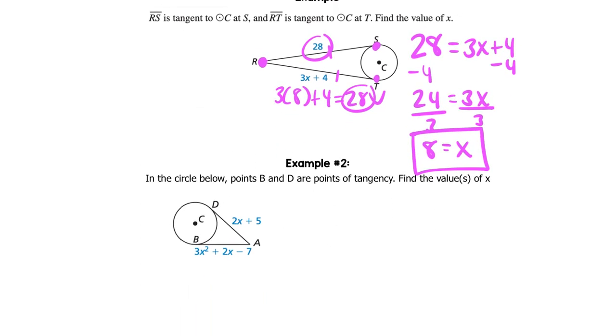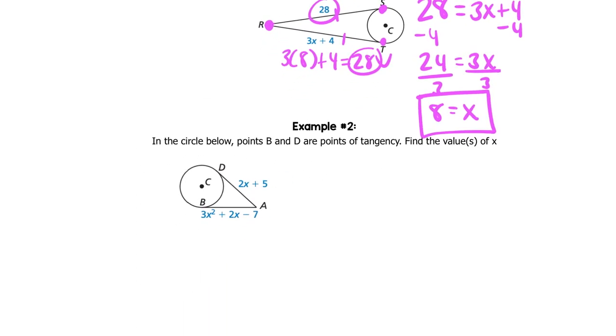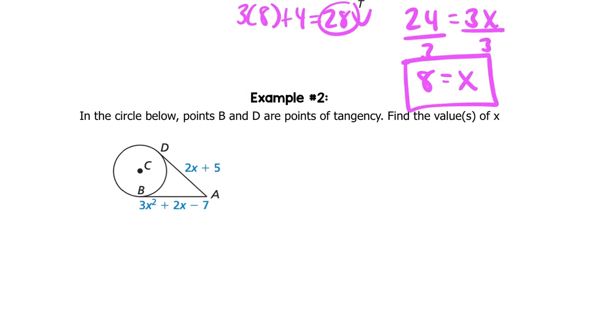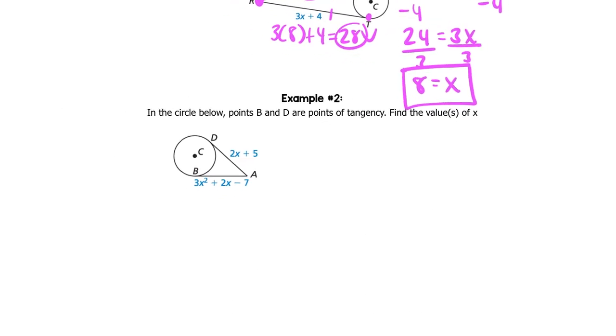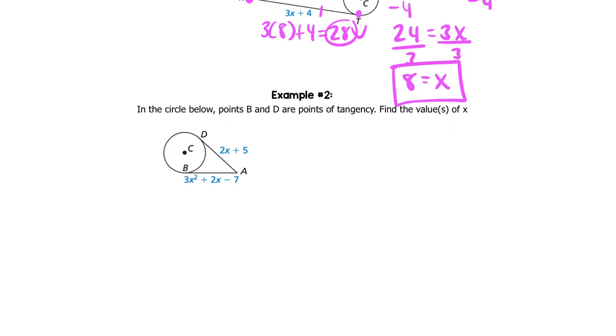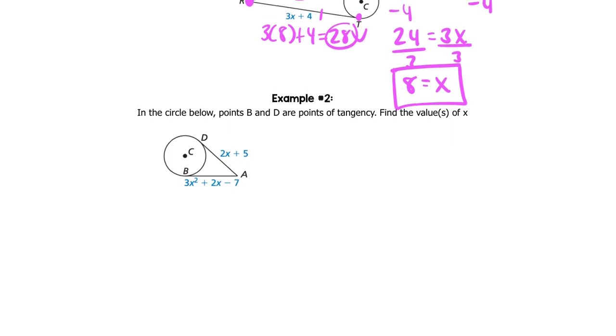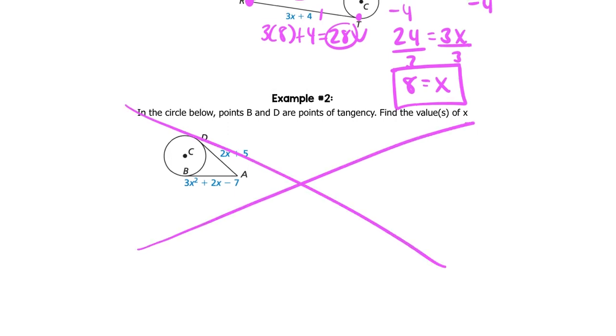On the bottom one, actually this ends up being a quadratic equation, meaning it ends up having an x squared in it. And you have to probably factor it to solve it. We are not going to review that today, so we can hold off on that for now.